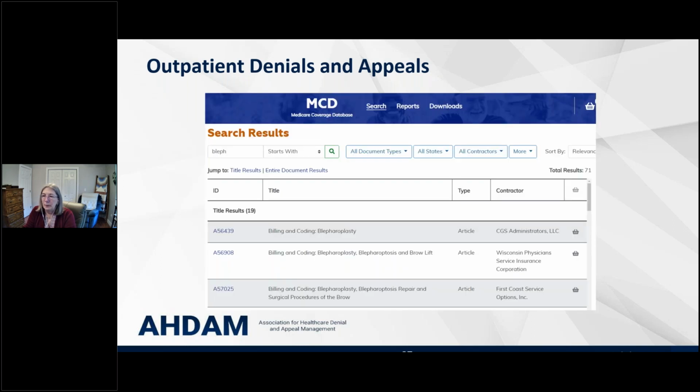And this is what the MCD database looks like. They've updated it just in the last few years where it really is nicely easy to use and find what it is that you're looking for. So I just put in for my search BLEPH, BLEP, and then I get the results of all the LCDs and any NCDs that might apply to that particular procedure.